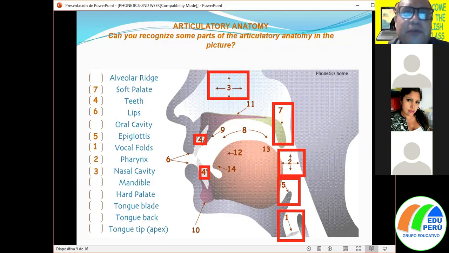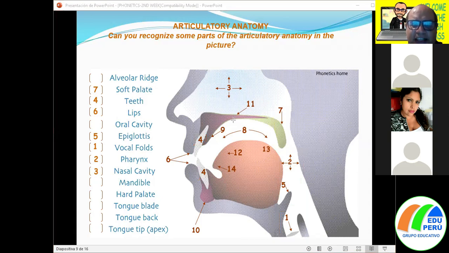Uvula, remember this name, because when we talk about consonant sounds, we are going to classify some sounds produced here. That's why we call them velar, uvula or velum or soft palate. These three terms are related to the back part of our mouth, no? The soft palate. Now, number eight. What about number eight?